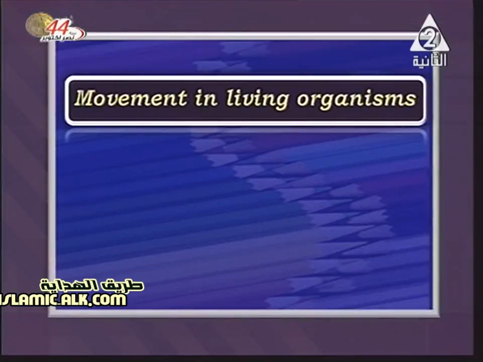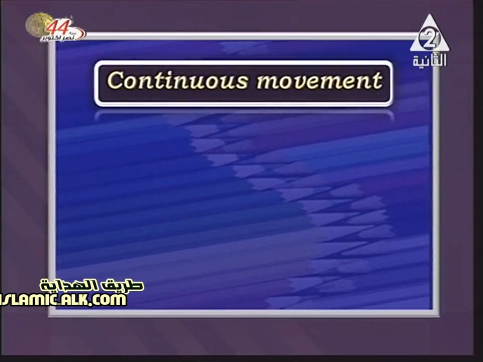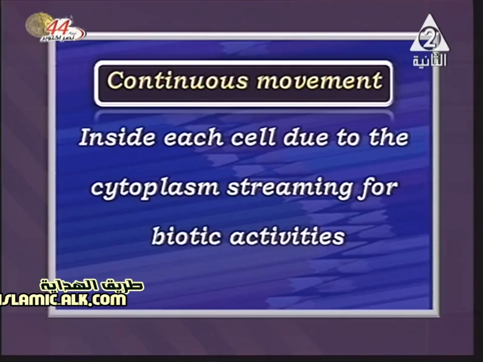Movement in living organisms, we have different types of movement. How many types do we have? Three different types. It may be continuous movement, or positional, or free or total movement. Continuous movement, like what? It happens inside all living organisms, due to what? The cytoplasmic streaming for vital or biotic activities.